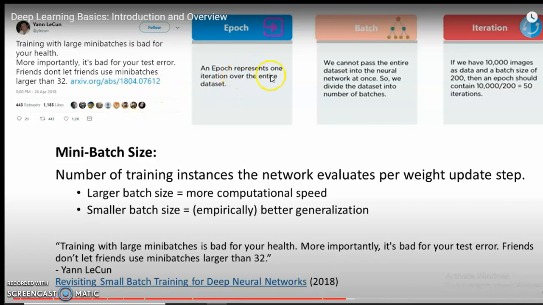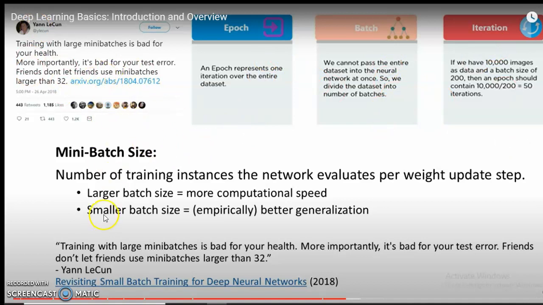An epoch represents one iteration over the entire data set. We can't pass the entire data set into the neural network at once, so we divide the data set into a number of batches. Iteration: if we have 10,000 images as data and a batch size of 200, then an epoch should contain 10,000 per 200 equal to 50 iterations. Batch, iteration, epoch.